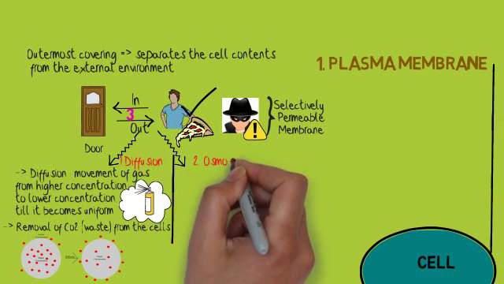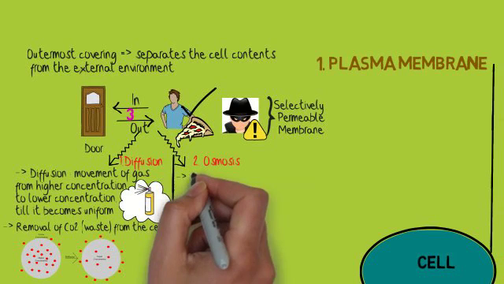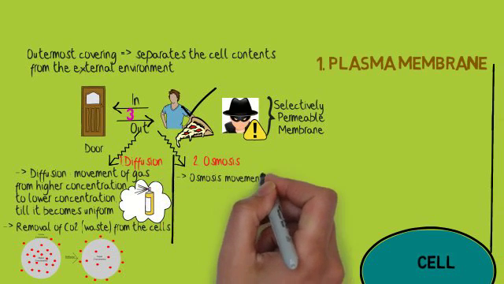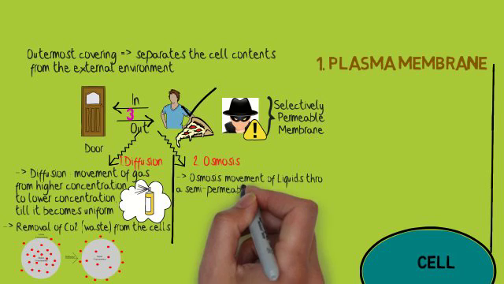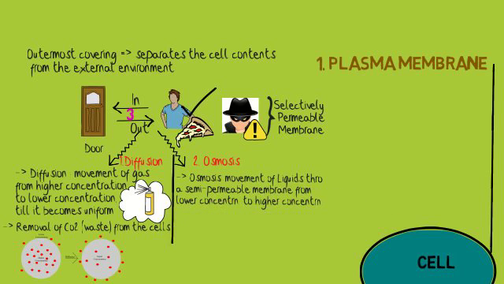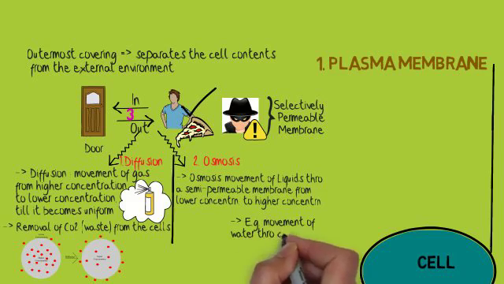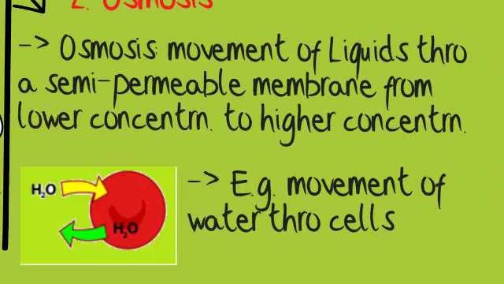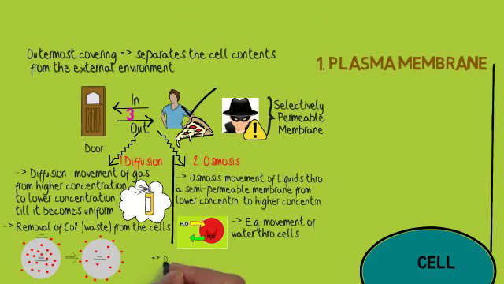Osmosis. Osmosis is the movement of liquids through a semi-permeable membrane from an area of lower concentration to higher concentration. It is similar to diffusion except that it happens only with liquids and needs a semi-permeable membrane. An example would be movement of water in and out of the cell. Diffusion and osmosis are both passive transport methods. They happen automatically without any energy used from the cell.